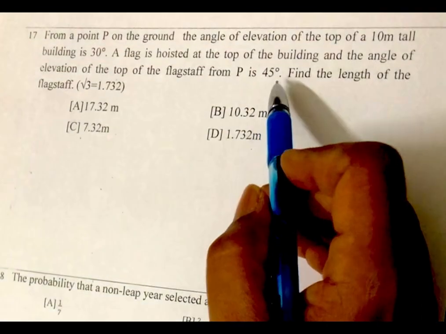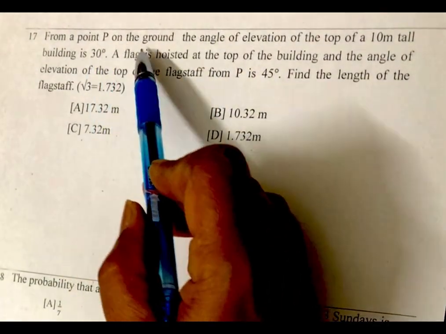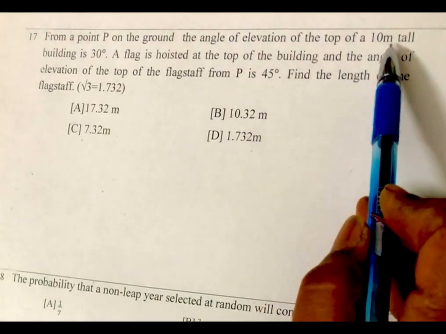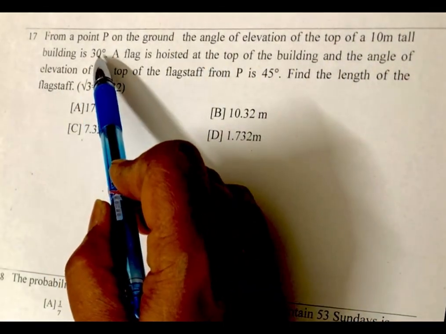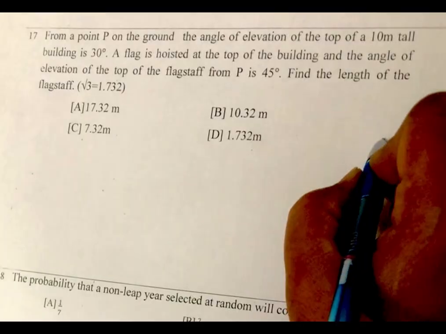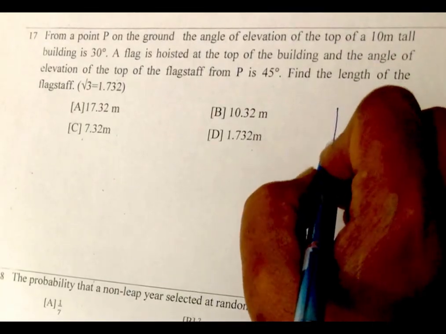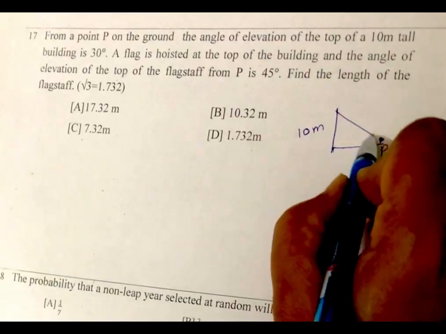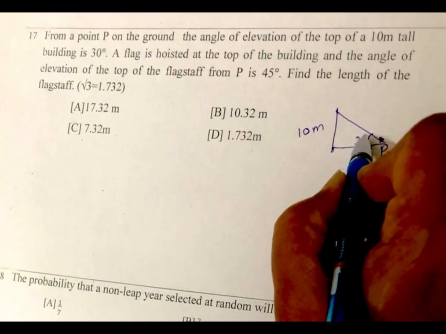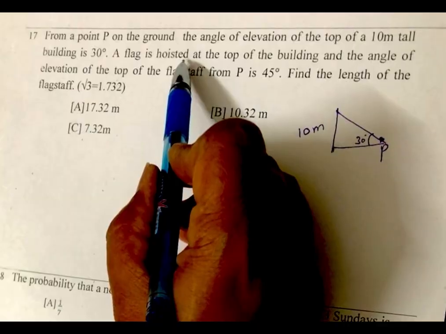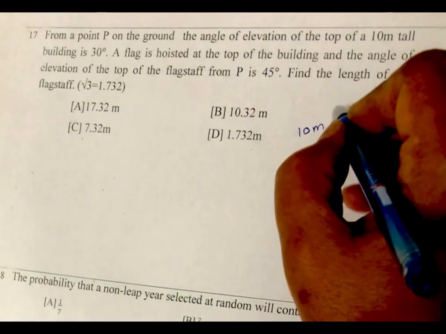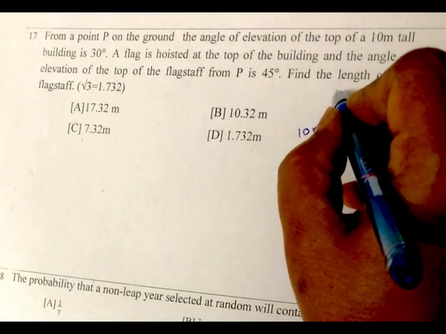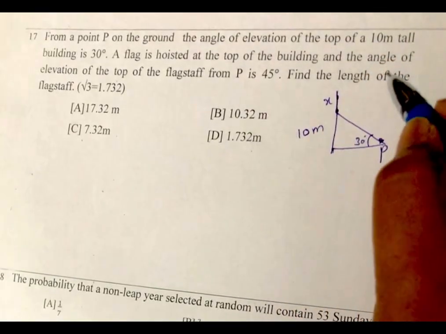Now look at question number 17. From a point P on the ground, the angle of elevation of the top of a 10-meter tall building is 30 degrees. Let this be a point P and it's a 10-meter tall building. The angle of elevation from point P is 30 degrees. Now a flag is hoisted at the top of the building. Here this is a flag, let us suppose, and its height is x meter.